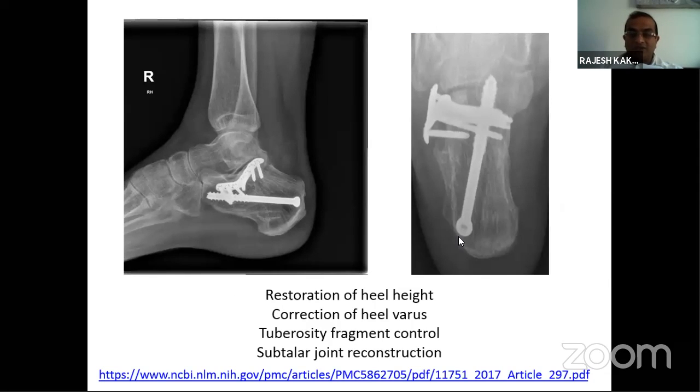So in case you do decide operative intervention, the hallmark is restoring the calcaneal height and correcting the varus, stabilizing the tuberosity fragment, and reconstructing the subtalar joint.